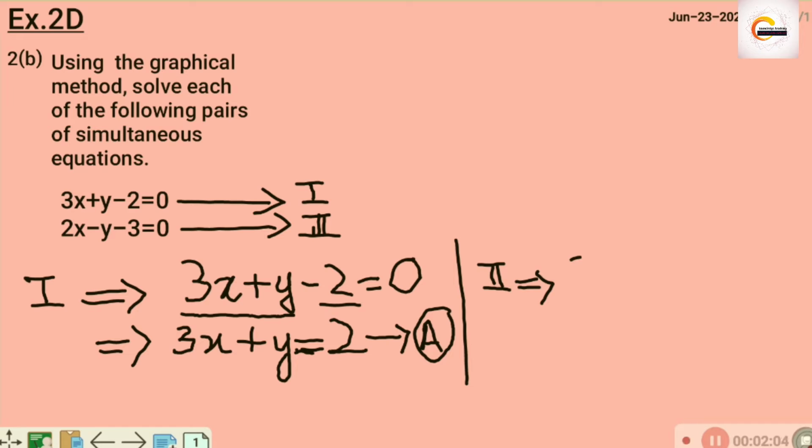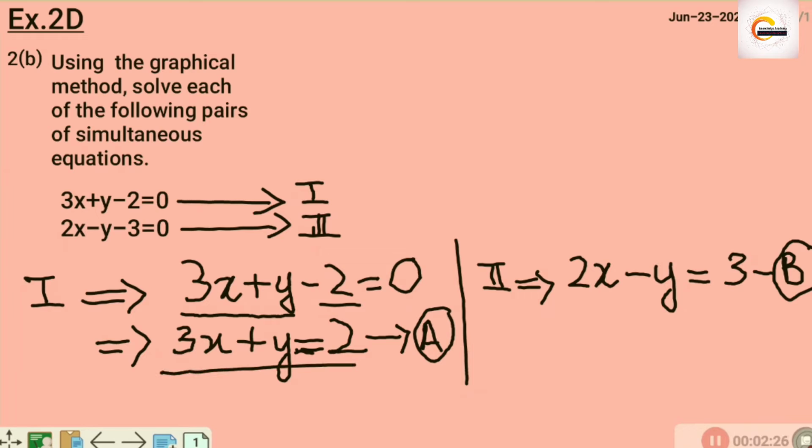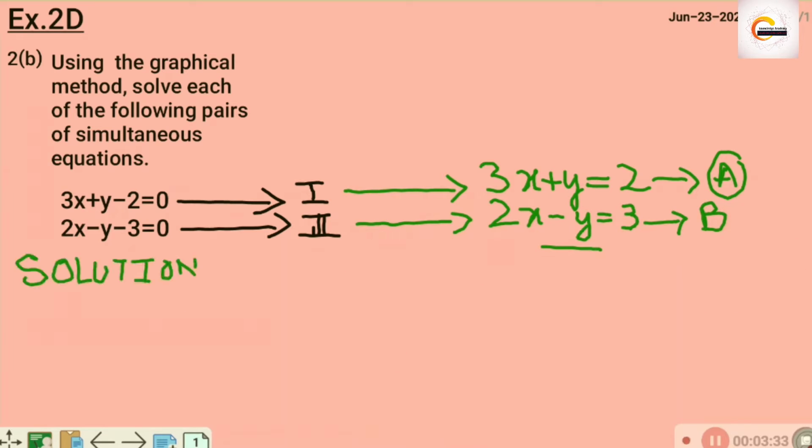Similarly, in equation 2 we will keep variables on one side. So 2x minus y equals 3. Let's call this equation B. Now I'm going to solve these equations with the same method as I have explained earlier. We have two equations of straight lines, and we have to find 3 points that lie on each straight line whose equation is given to us. With these 3 points we are going to plot the graph, and we will see at what point these two lines intersect each other. All right, let's jump to the solution.